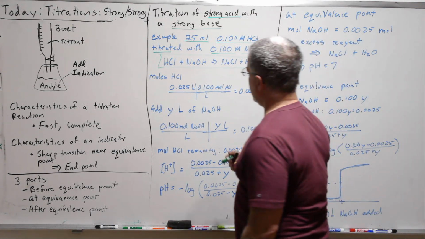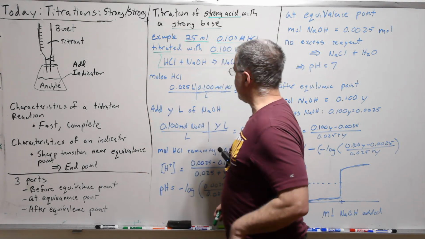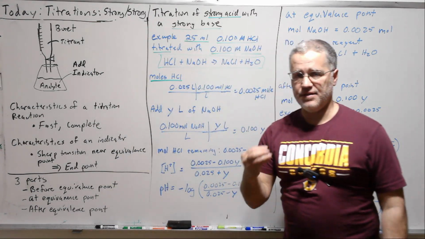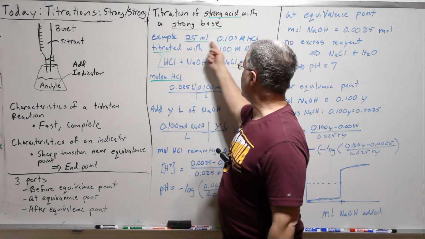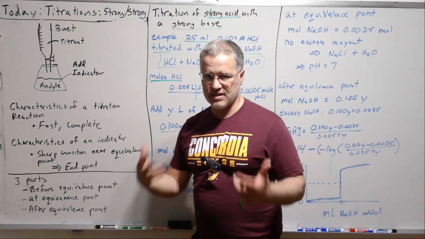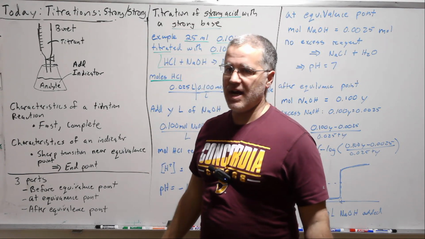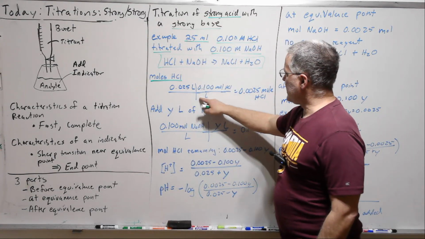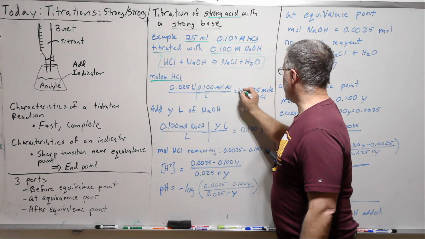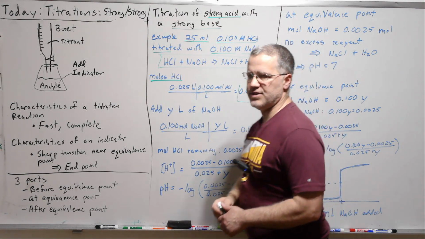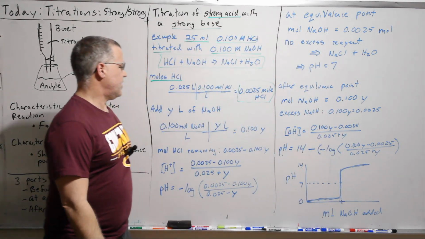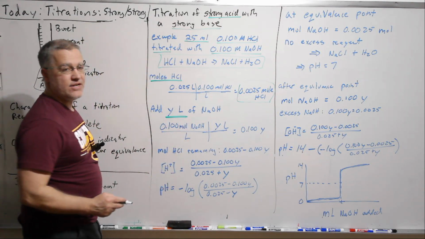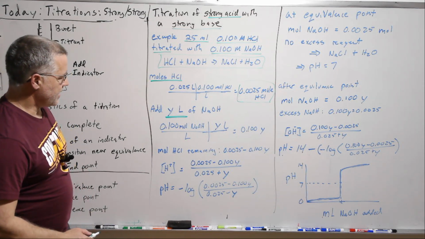So let's start with before the equivalence point. The first thing we have to do is figure out how many moles of HCl. And this is going to be set because we've put 25 mils as the analyte. So that's the same number of moles all the time. What's changing is the moles of sodium hydroxide. So we can quickly calculate, based on the concentration, that there are 0.0025 moles of HCl.